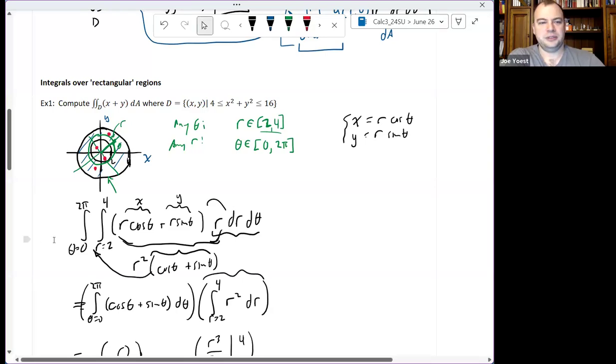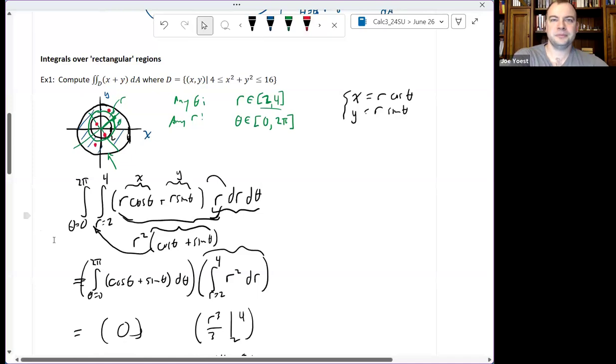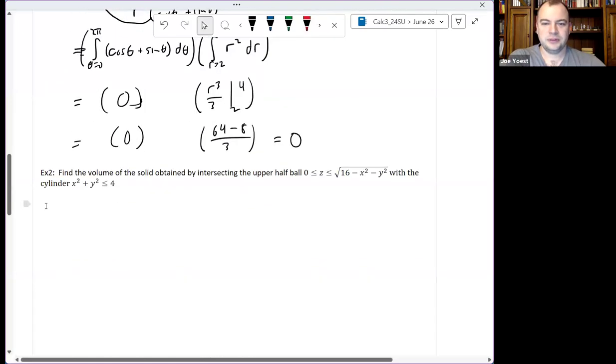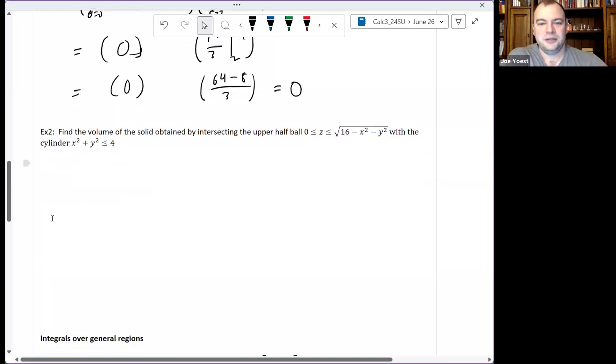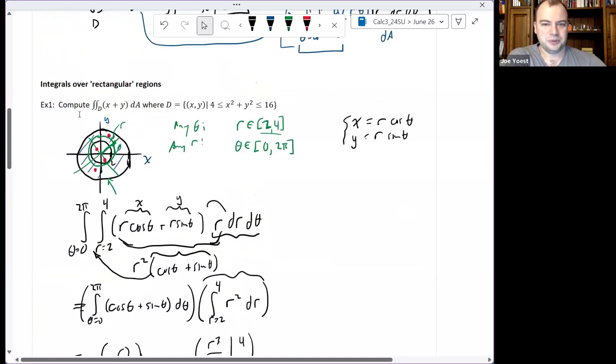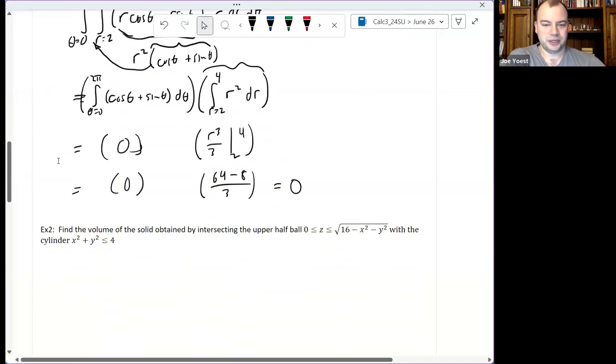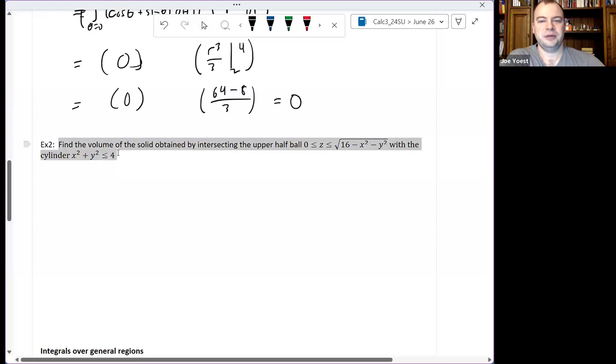Are there any questions on this so far? Okay, let's look at the next example. Up here, this was just some integral of some function over some region. We could interpret that as a volume, or we could set up a volume problem as a type of integral.